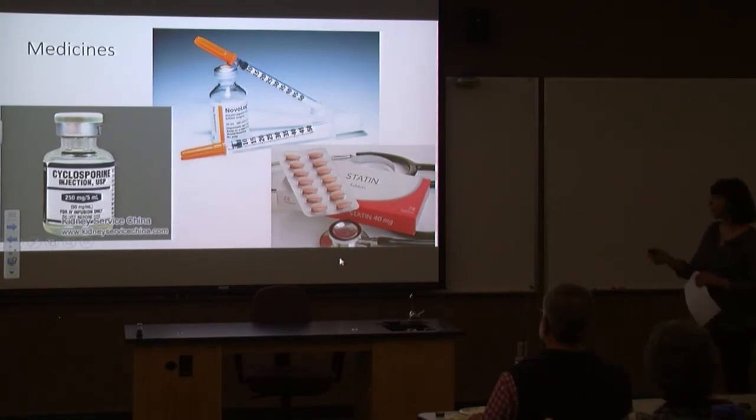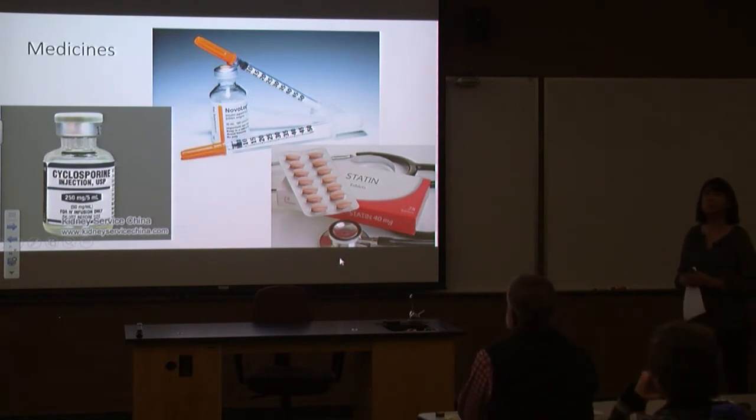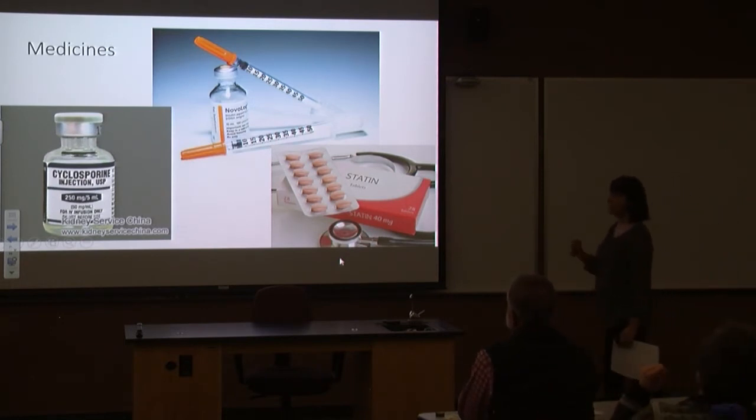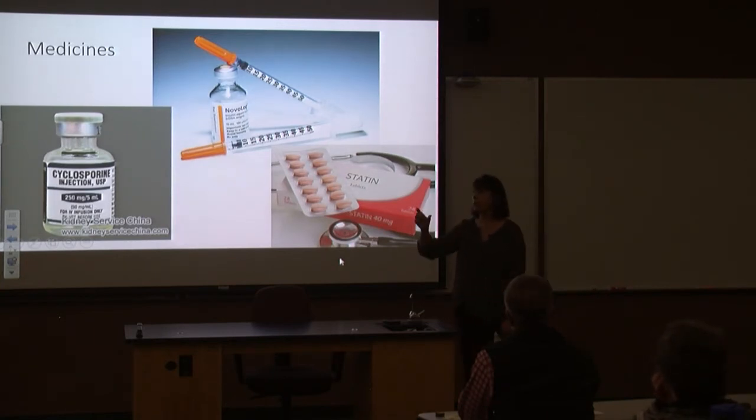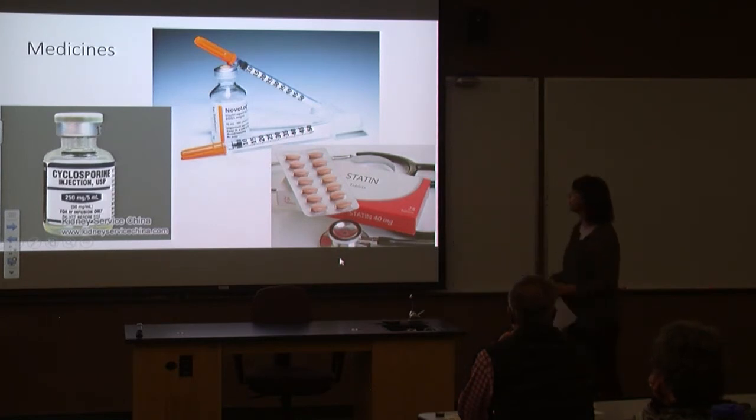Medicines also, and so here's the insulin. I already talked a little bit about how some companies are using fungi to produce insulin. That's by bioengineering them, putting in the gene for the human hormone insulin, and then it being produced directly into the vats and then extracted.